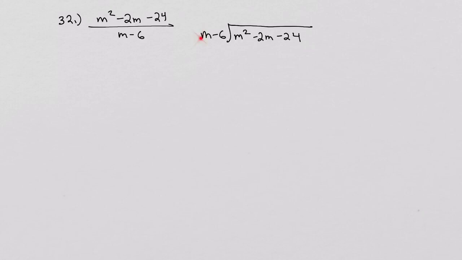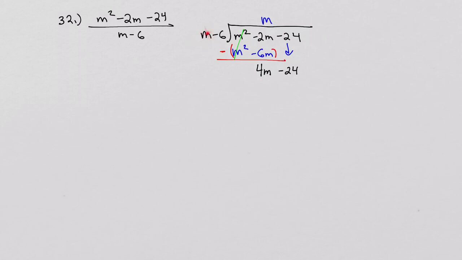And we want to ask ourselves, how many times does m go into m squared? And it goes in m times. So taking the m and multiplying it into the m minus 6, you get m squared minus 6m. And remember, you're going to subtract this. You're going to subtract this entire expression. So we've got m squared minus m squared. So those are going to cancel by design. And then we're going to have negative 2m minus negative 6m. So that's really the same thing as negative 2m plus 4m, which leaves us with a positive 4m. And then we've got to make sure we bring down the minus 24.